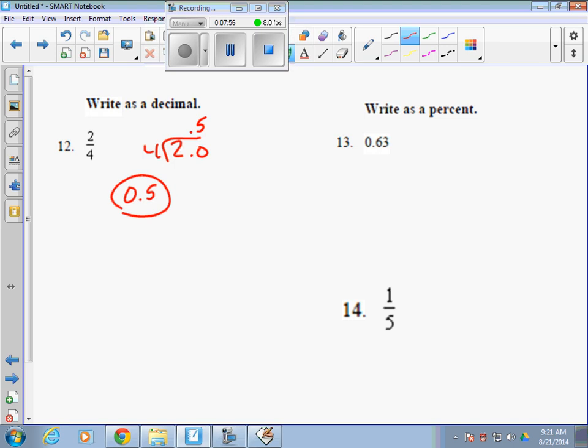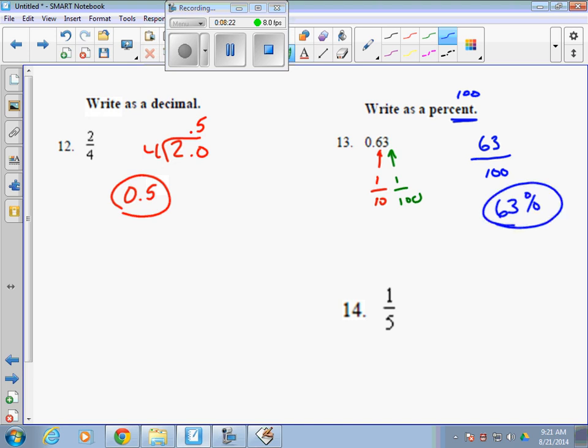Writing 13 and 14 as percents, you have to know which digit this is. This is the tenths place right here. This one right here is the hundredths place. So if it says percent, that means per 100. So if you have 63%, then you have 63 per 100, which means 63%. That's one way to look at it.